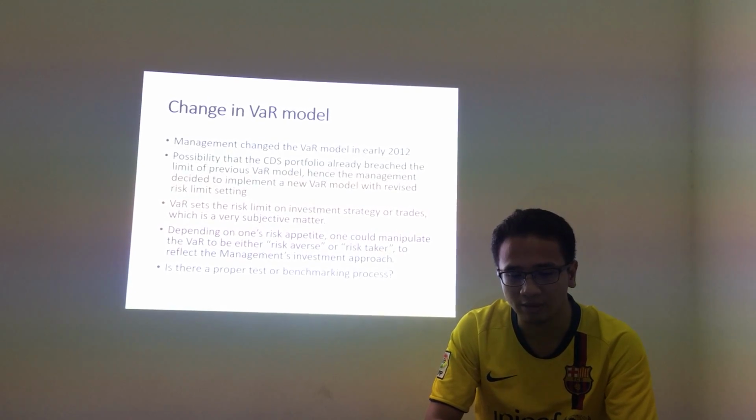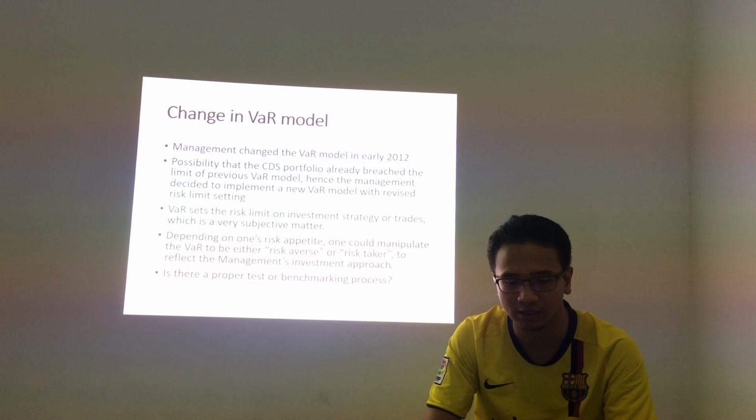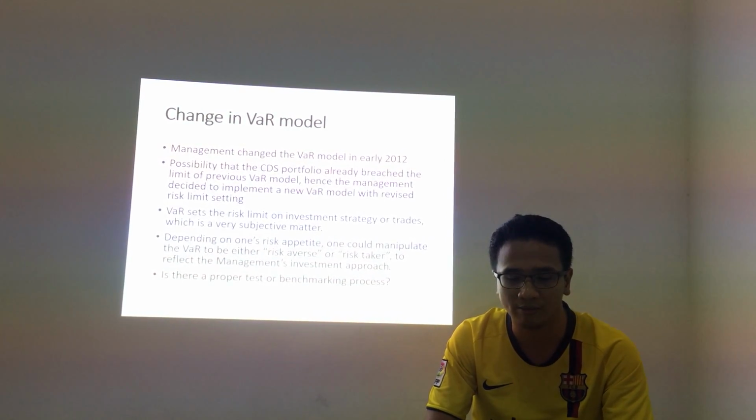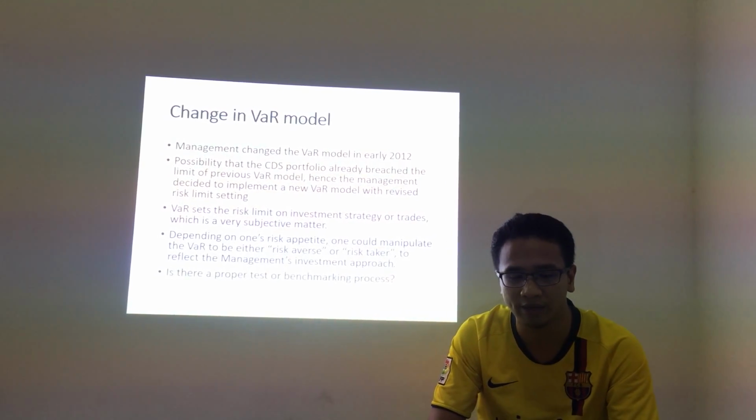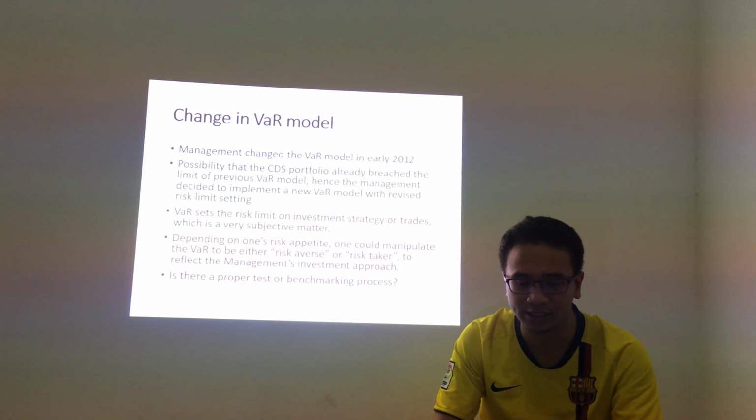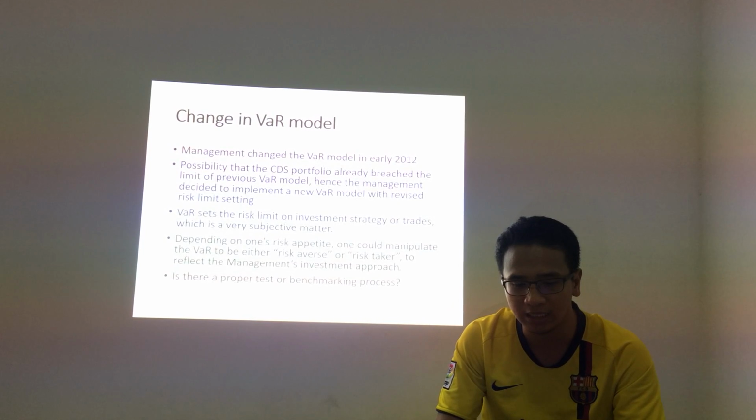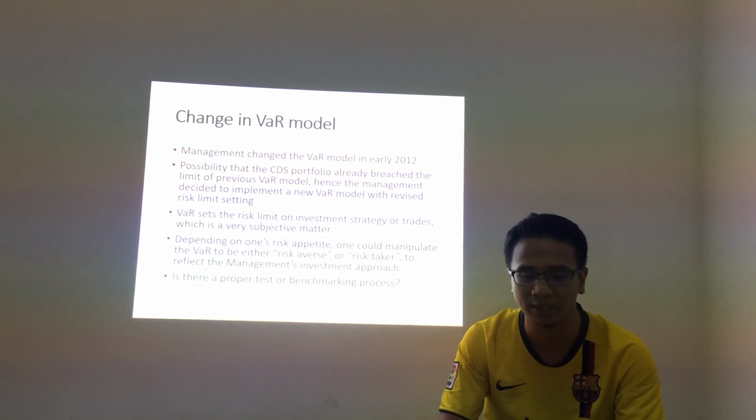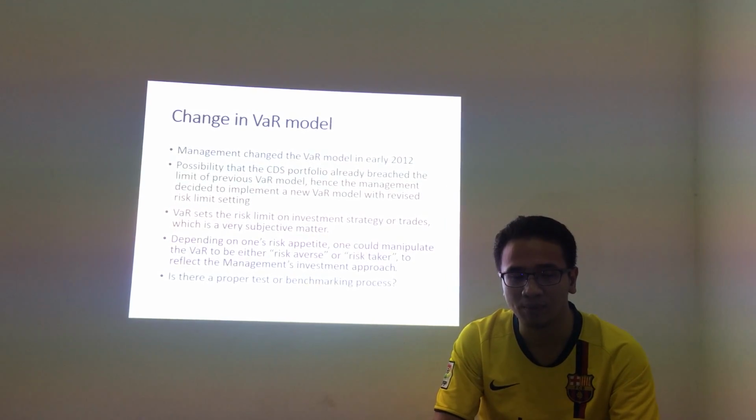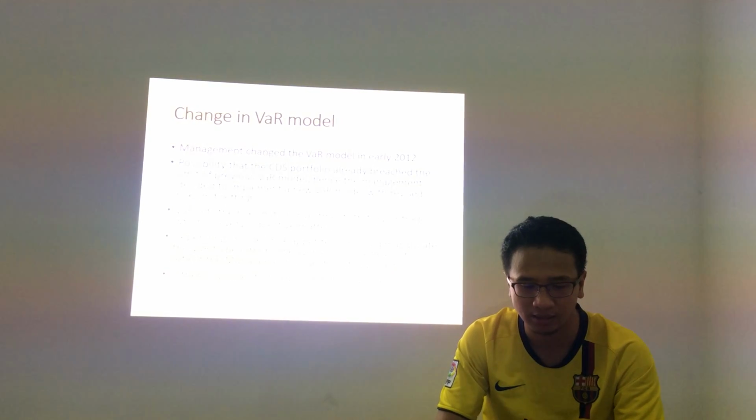The next factor that could also be attributed to the loss incurred in JP Morgan was the change in the value at risk model. So the management back in 2012 changed the VAR model. There's a possibility that the CDS portfolio had already breached the limits of the previous VAR model. Therefore, the management decided to implement a new VAR model with a revised risk limit setting.